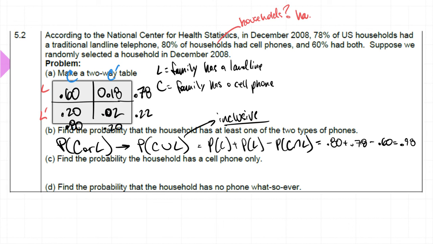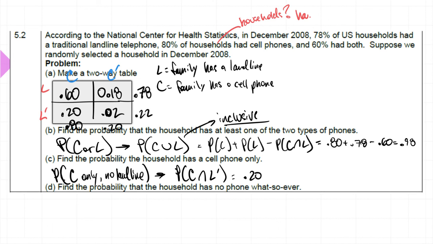So the probability that they have at least one of the two types of phone, this is an inclusive event. They have a cell phone or a landline. So probability of C union L. That's the probability that they have a cell phone, plus the probability they have a landline. But we're going to subtract this because we counted it twice. So we have 0.8 for cell phone users, 0.78 for landline users, minus the 0.60 of the households that had both, because we added it twice in here, and that equals 0.98. Sorry, 0.98, which is 98%.